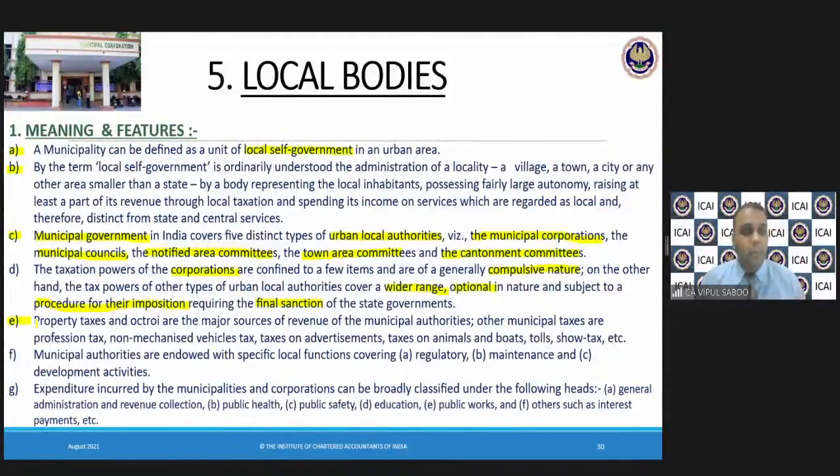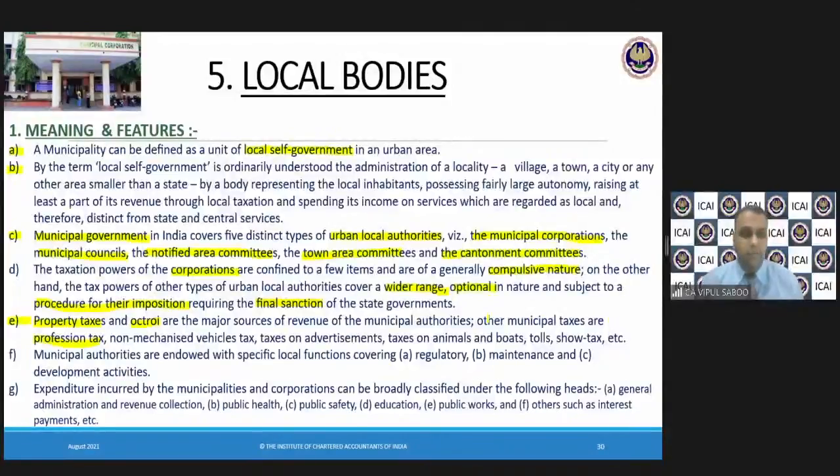Okay. So property taxes and octroi. What is octroi in Hindi or in regional language? We call it chungi, right? In our regional language. I don't know in your regional language, what do you call it? The octroi. Property taxes, we all know, right? So these are the major sources of revenue of the municipal authorities. Other municipal taxes are professional tax, non-mechanized vehicles tax, taxes on advertisement, taxes on animals and boats, tolls, show tax, etc. Depends upon local body to local body.